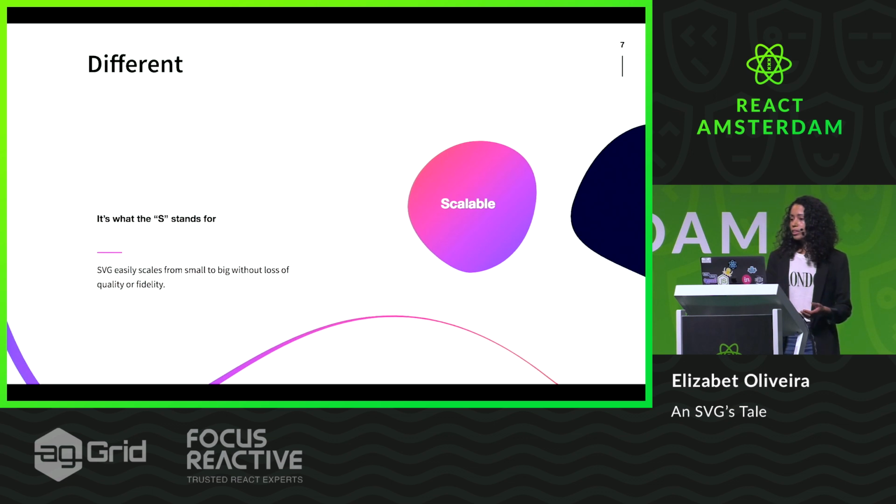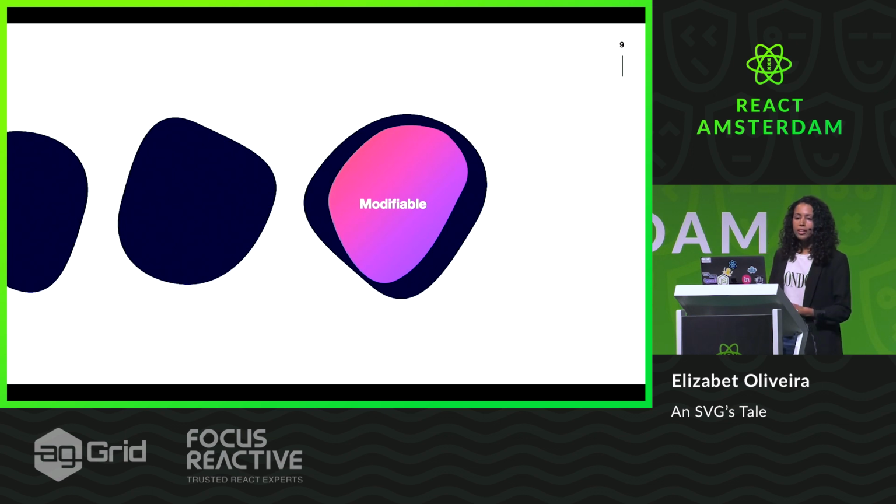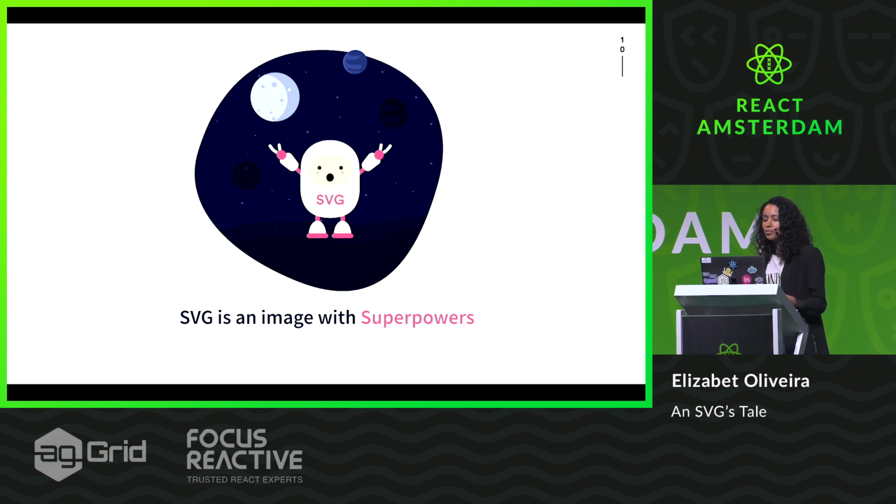So it's different, first of all, because it's scalable. You can scale from a small size to a big size without losing quality or fidelity. Also, if you scale it, the file size will always be the same. And compared with a PNG or a GIF or a JPEG, normally the SVG is smaller. And the good thing is that it's modifiable. You can style it with CSS, and you can change it with JavaScript and create awesome animations. So this is my own definition of SVG: an image with superpowers.